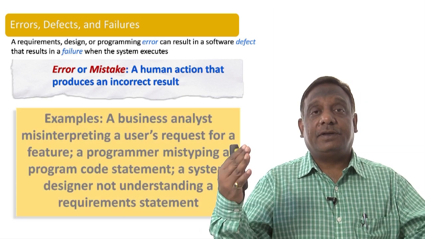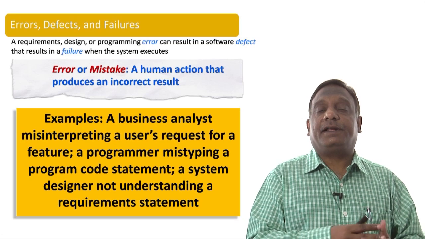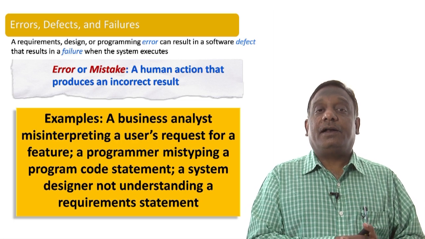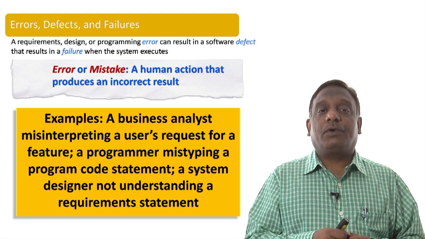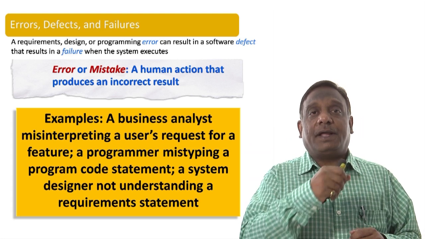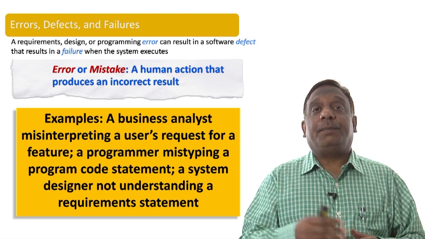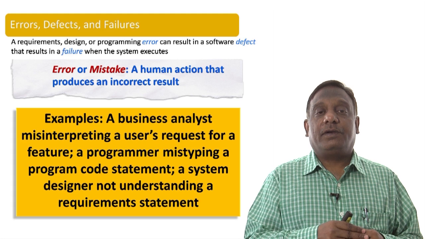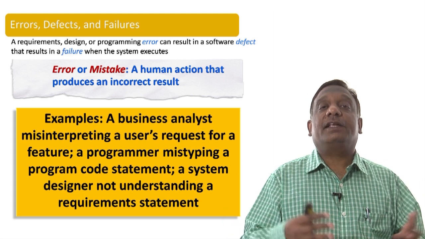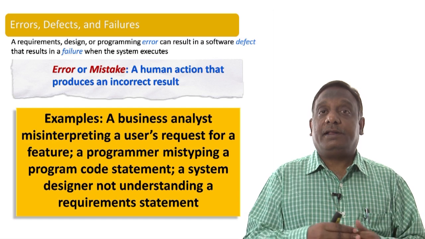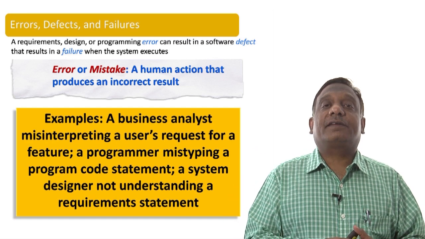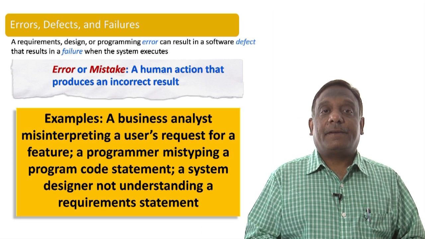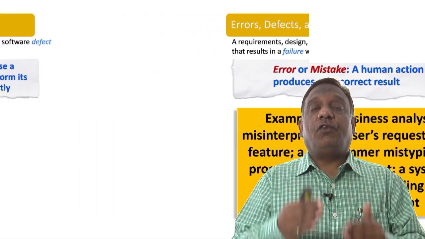So what are the examples? Examples are a business analyst misinterpreting a user's request for a feature, which is a typical error. Or a programmer mistyping program code statements. Instead of typing greater than or equal to, mistyped as less than or equal to. That is a mistake committed by a developer while writing the code. Or a designer of a system not understanding the requirement statement appropriately. These are typical errors committed by people in the process of developing software. And this is different from defect, fault, or bug.